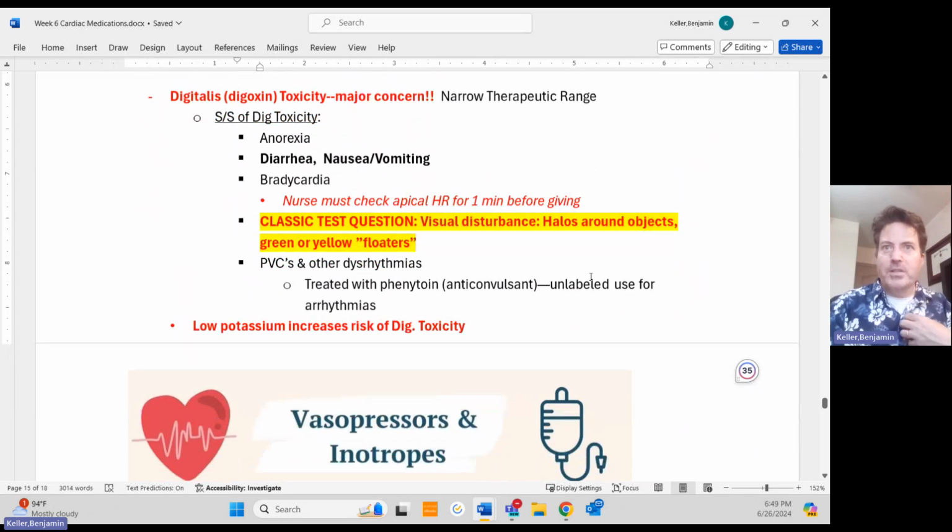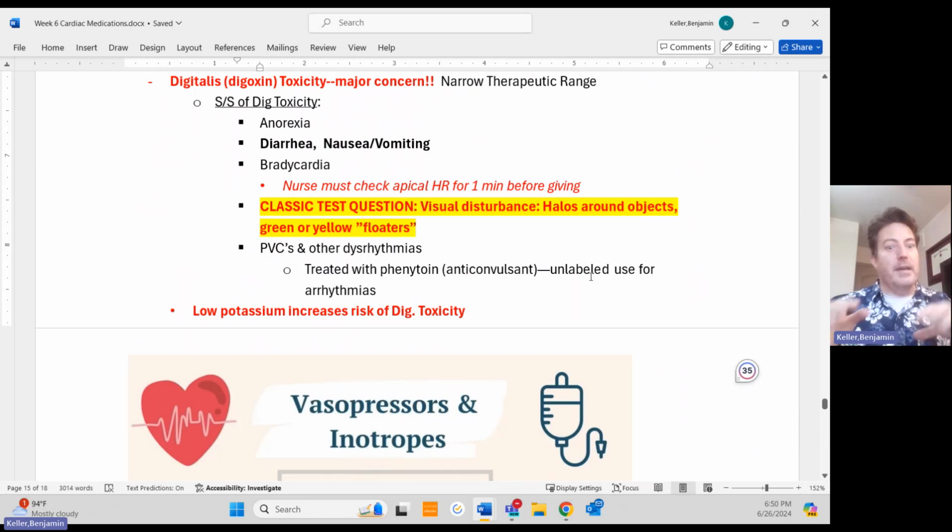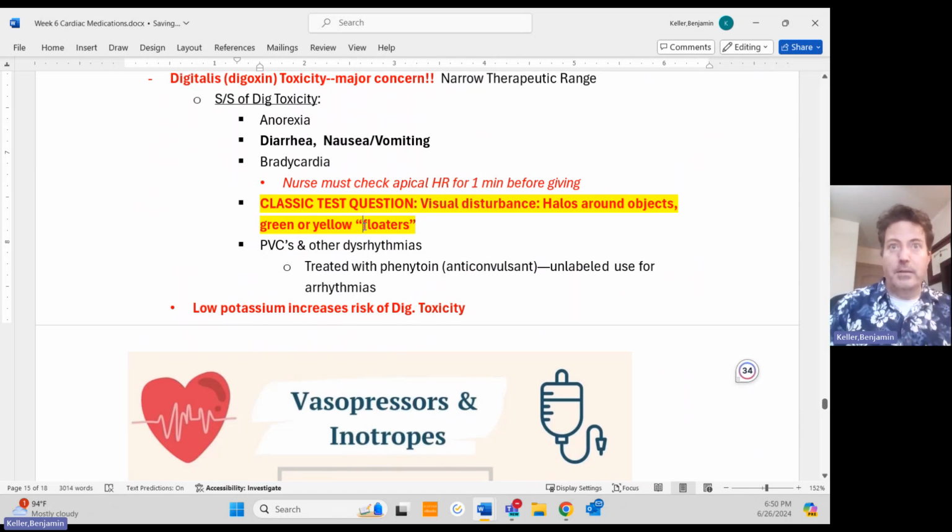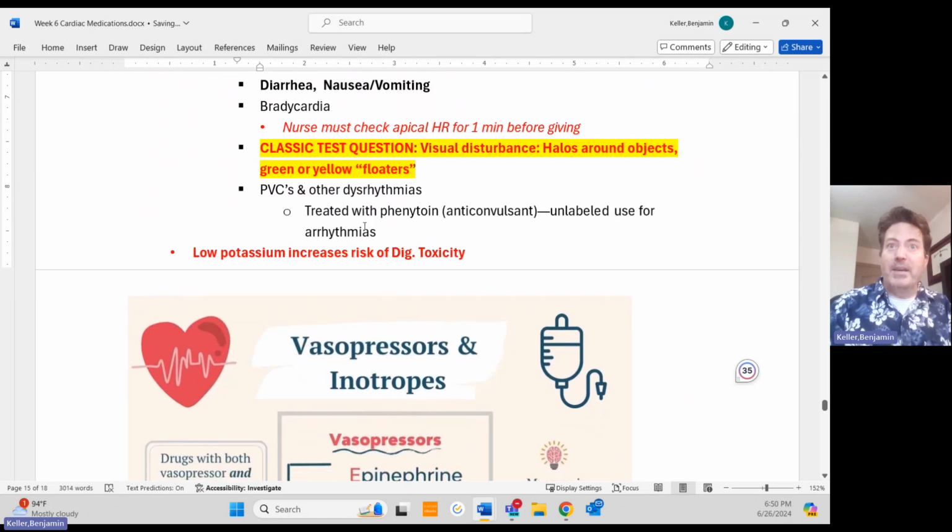And a classic test question is if you see a visual disturbance, halos around objects, or you see yellow or green floaters, then you probably have a digoxin toxicity. You'll see this question. It's just something you need to remember and memorize. PVCs and other dysrhythmias are often treated with things like phenytoin, which is an anticonvulsant.